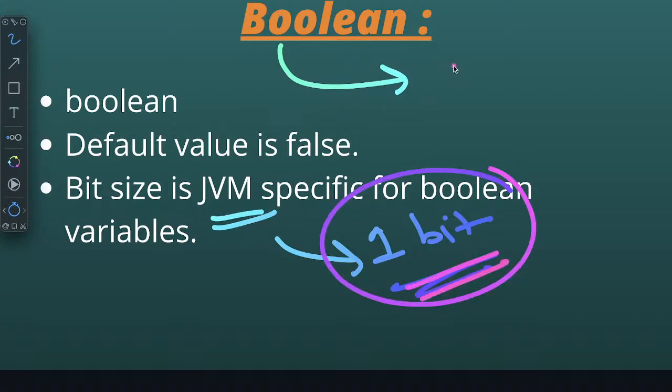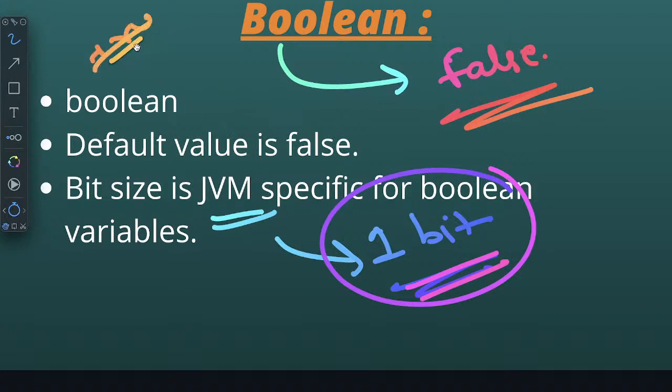And the default value for Boolean is false. So if I do not assign any value to Boolean, then it gets a default value of false, and we'll see this. But before this, we'll try to store true and false in the Boolean.